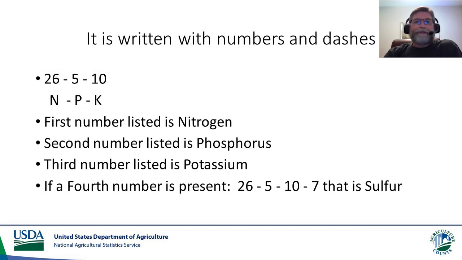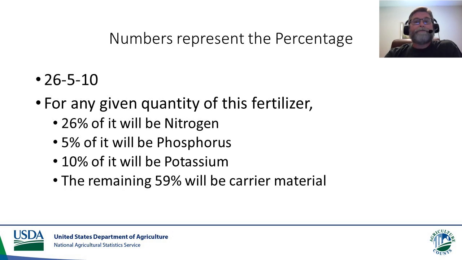A fertilizer is written out by its percent analysis, with numbers and dashes in between. Take, for example, 26-5-10. The first number listed is always nitrogen. The second number listed is always phosphorus. The third number listed is always potassium or potash. And if a fourth number is present, say 26-5-10-7, then the 7 is sulfur. The numbers represent the percentage of that nutrient in a fertilizer.